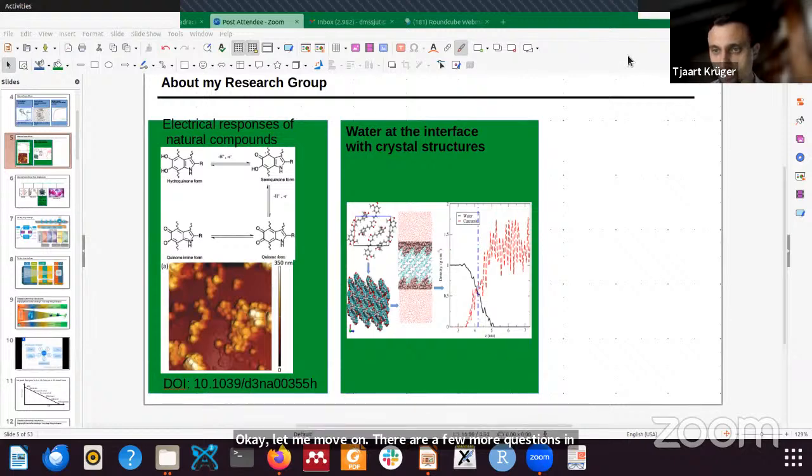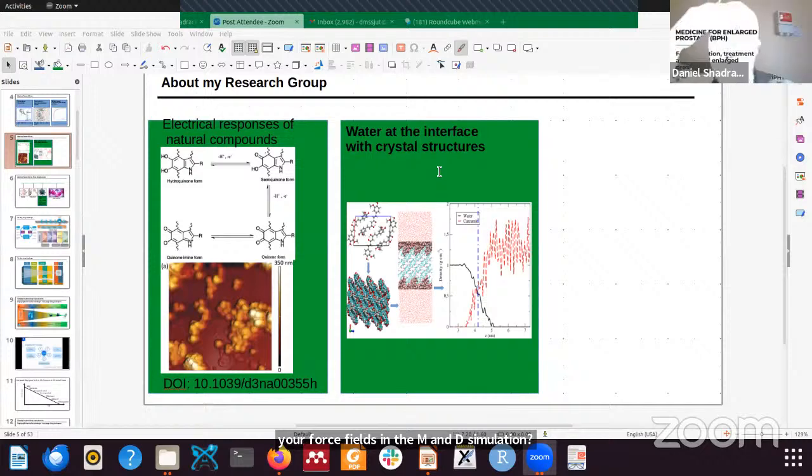One small question: haven't you done any QM/MM? And secondly, how accurate are your force fields in the MD simulation? So maybe you can first address those two questions. No, we haven't done QM/MM. We haven't done it.